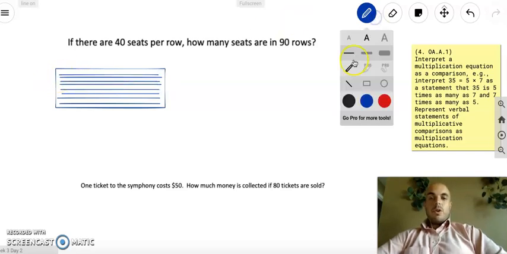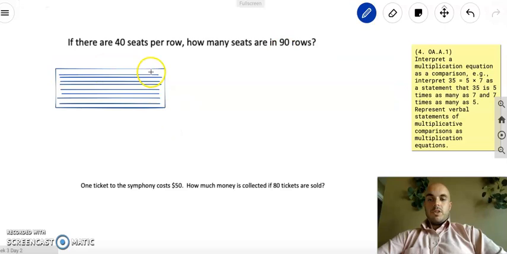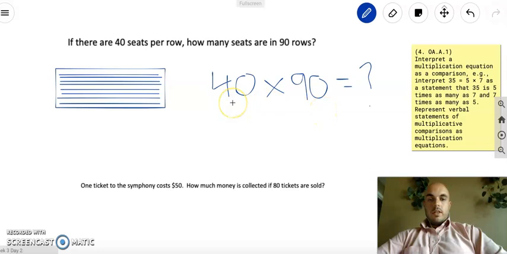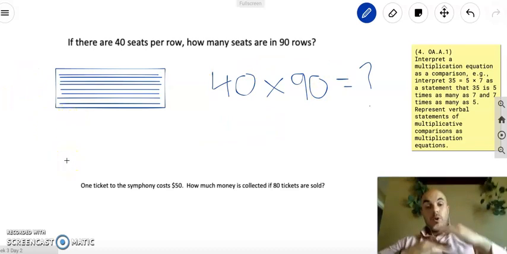But let's say for each one of these, there are 40 seats in each one of these rows, and I have 90 of them. So I'm actually going to take 40, and I'm going to multiply it times 90. So I've built my multiplicative comparison here, okay? In the sense of an equation. And what I'm going to do is show you a zero rule that makes things very easy. Of course, when you guys get more practice with this, we're going to put 90 over the top of 40 vertically to multiply them using those rules, but we're not quite ready for that.